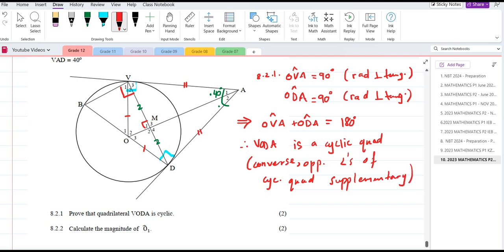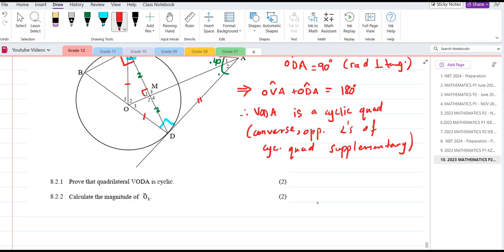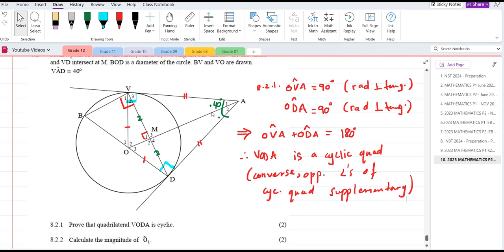Right, next one, calculate the magnitude of angle O1. Angle O1 here. What is the size of angle O1? So we know angle O1 has to be, angle at center is equal to twice angle at circumference. So if we can find this angle D here, the size of angle O1. Okay, since this is cyclic quad, that's easy because now opposite angles of cyclic quad, O2, O3.